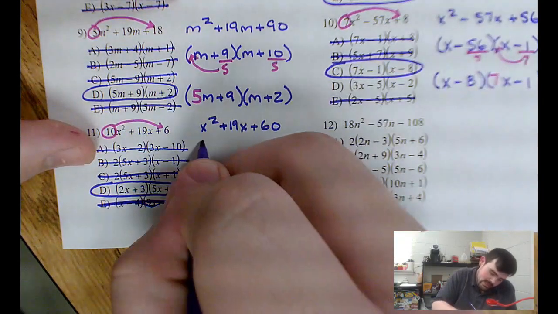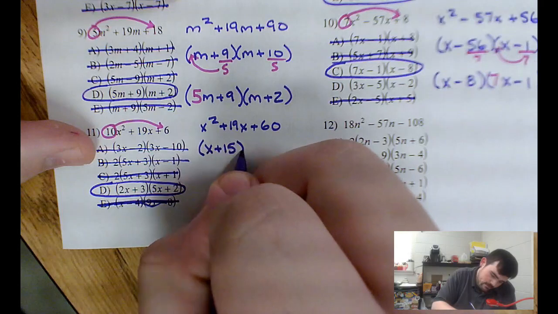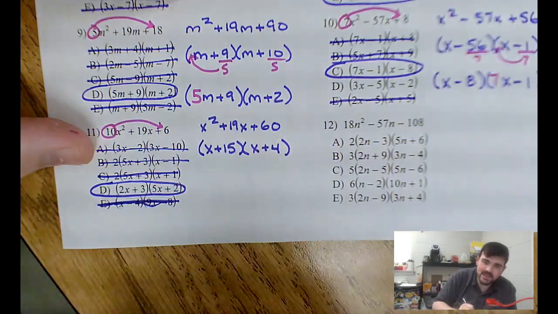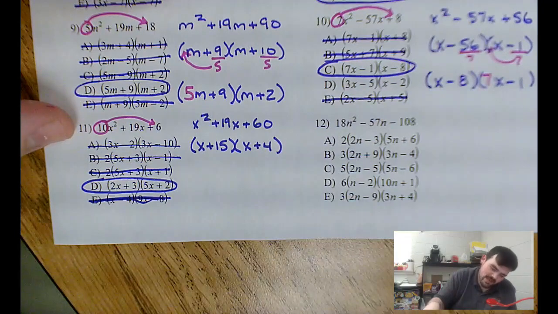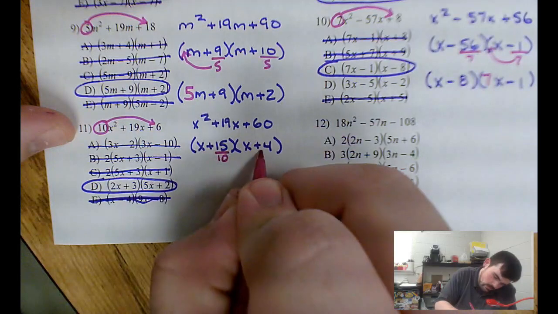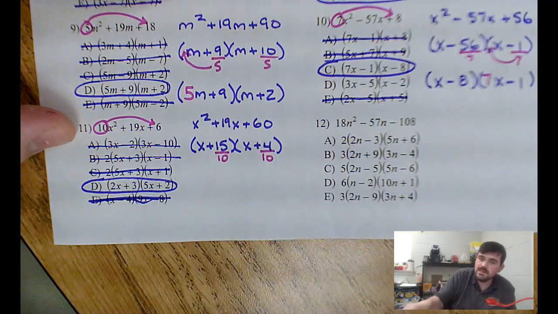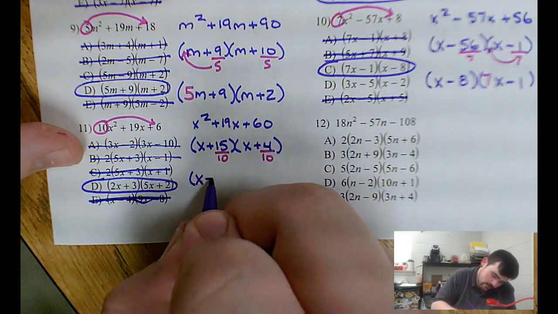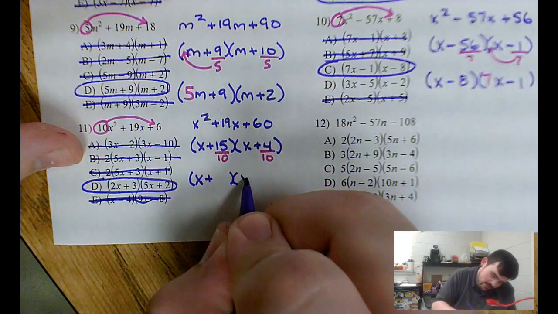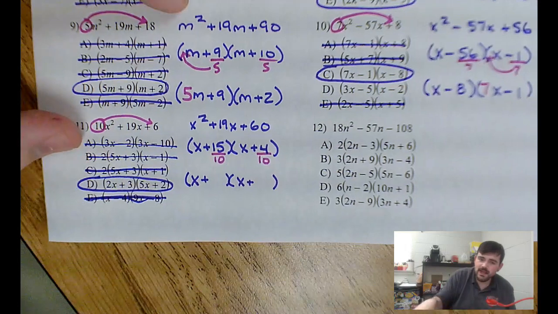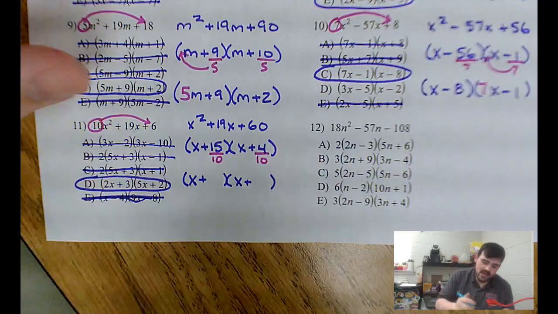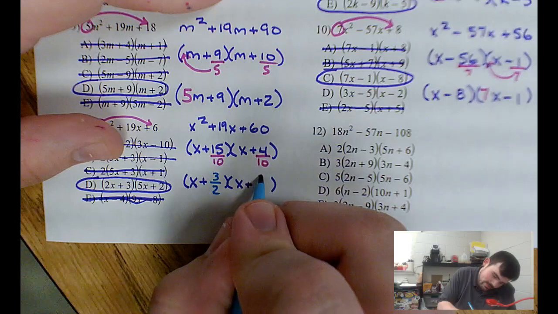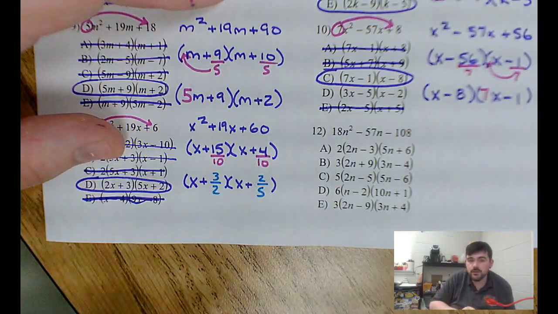Factors of 60 that add to 19. How about 15 and 4? 15 times 4 is 60. 15 plus 4 is 19. We have to divide each of those factors by 10. However, neither 15 or 4 divide evenly by 10. But what we need to do instead is, before we swing those denominators up front, we need to reduce those fractions. Now, if you can do this in your head and say, okay, 15 tenths is the same thing as 3 halves, 4 tenths is the same thing as 2 fifths, if you can do that, you're good to go.